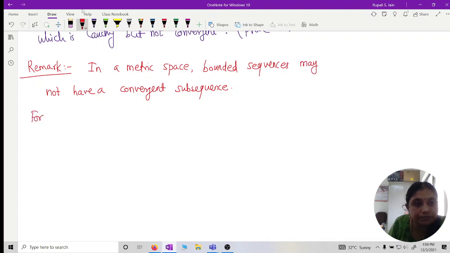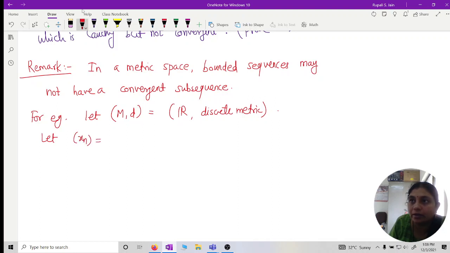For example, let (X, d) be a metric space, where X is, say, R with the discrete metric, and let xn is equal to n. Then this sequence is bounded. What can I say about this sequence? Whether it is bounded? Yes, sir. Why is it bounded?